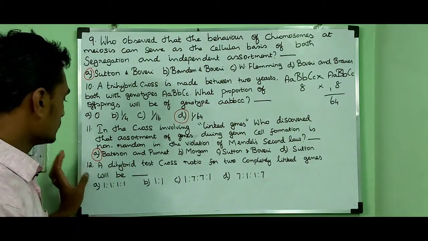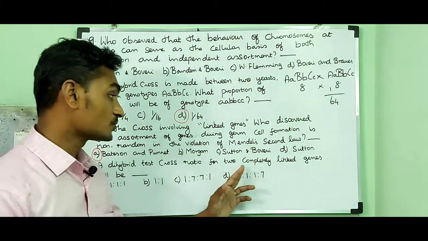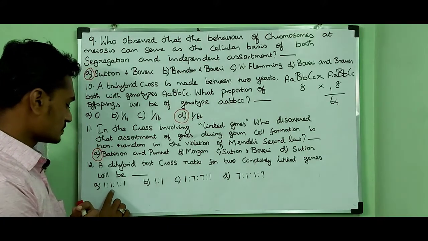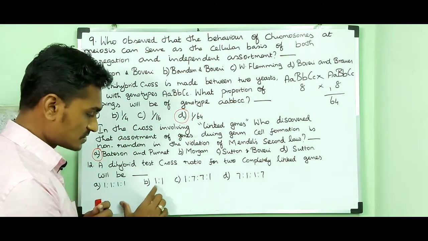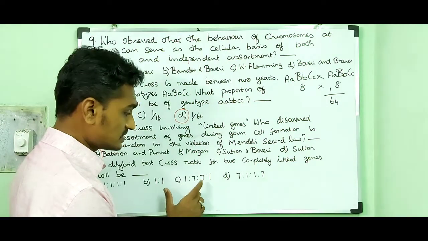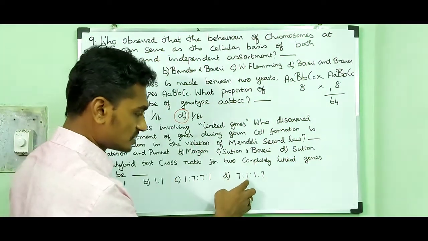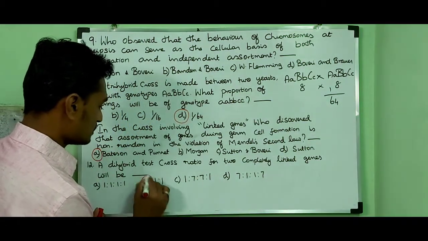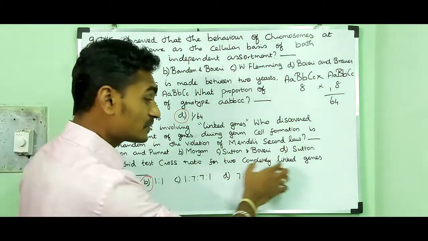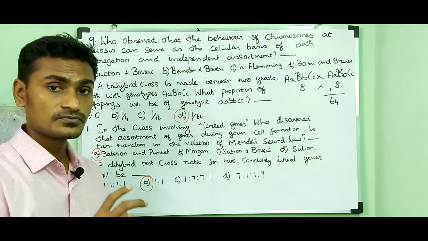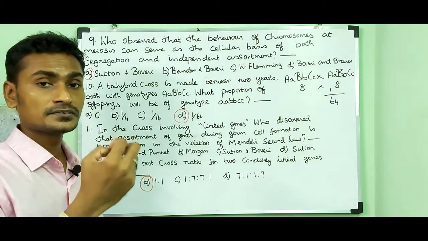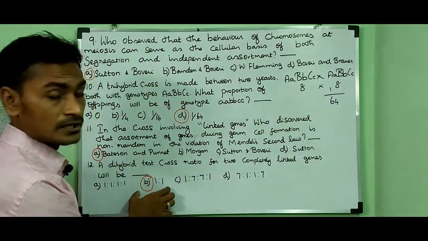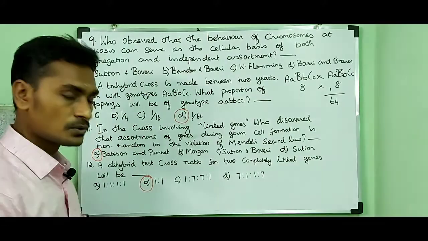Then the 12th question: a dihybrid test cross ratio for two completely linked genes will be. The options are option A, 1:1:1:1, option B, 1:1, option C, 1:7:7:1, option D, 7:1:1:7. The right option is option B, because here they have mentioned completely linked, so recombination is not possible. The offspring show only the parental combination of genotype. So the option is B, 1:1.